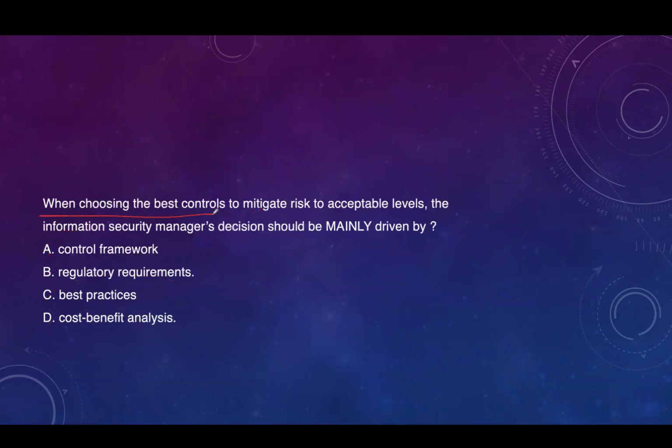Now, when choosing the best controls to mitigate risk to an acceptable level, the information security manager's decision should be mainly driven by... Okay, so I'm trying to mitigate a risk to an acceptable risk. Let's say I'm an information security manager and I'm trying to mitigate it. But what would affect my decision? The first option says control framework. So what is a control framework? It is the list of all the controls which my organization has. But if we are trying to mitigate a new risk for which we don't have a control, it won't be very helpful. Okay.